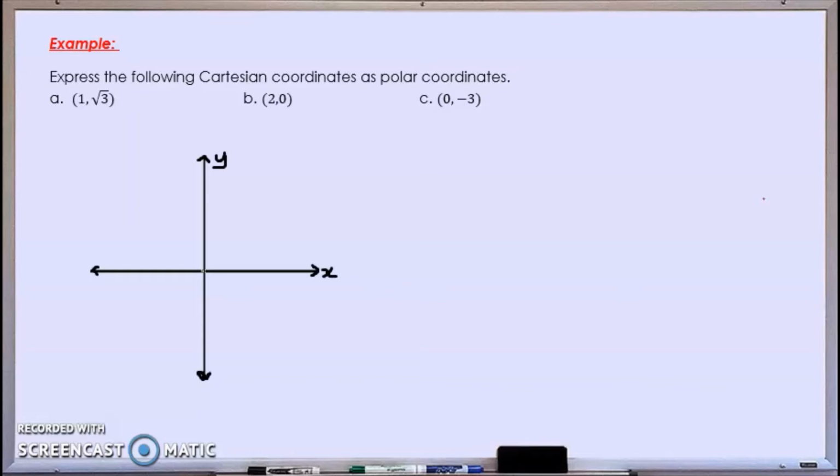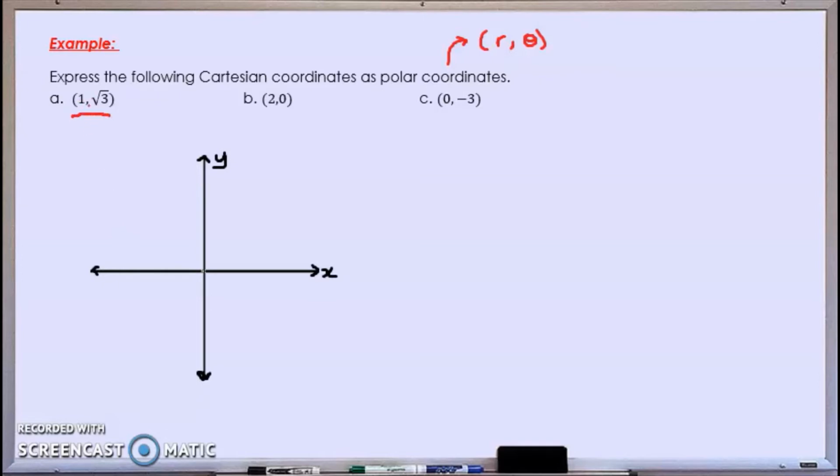We're going to convert some Cartesian coordinates into polar coordinates. So it's worth keeping in mind that polar coordinates look like this. There's going to be the first coordinate, which is r, the distance from the origin, and then theta, which is the angle from the positive x-axis. It's always handy to sketch these, so we're going to do that.